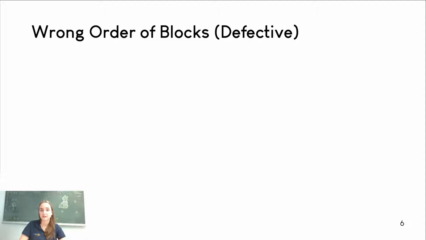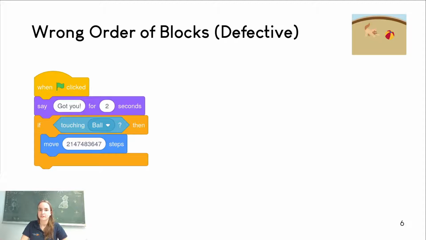Now let's have a look at concrete examples from our dataset. This script is an example for the right blocks assembled in the wrong order. The cat should be programmed to say, "I got you," only after touching the ball. A common generic linter would not be able to identify this bug, as using a say block before an if-then block is not a generic bug pattern.